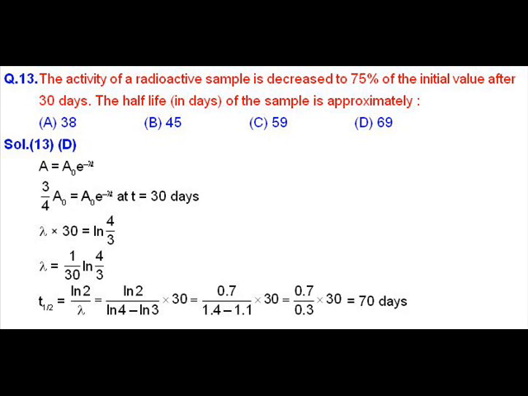Now we can easily calculate the half-life. As half-life is given as ln2 by lambda, we will substitute the value of lambda and we will get t half is 70 days. So using the fact that we are given, we have to calculate using approximation, the option D will be the correct one.